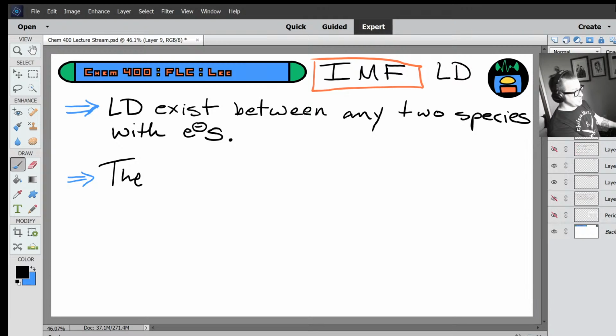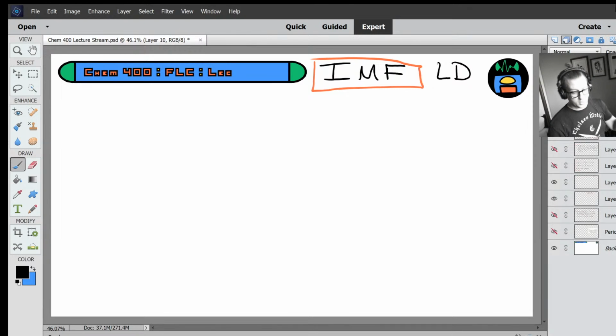That is a great question. Technically, yes. Well, a picture's worth 1,000 words. I'll get back to this slide in 1 second. So Kate just asked a great question: are there any species that don't have electrons? Technically, yes.